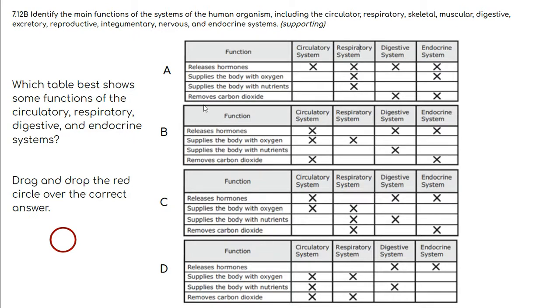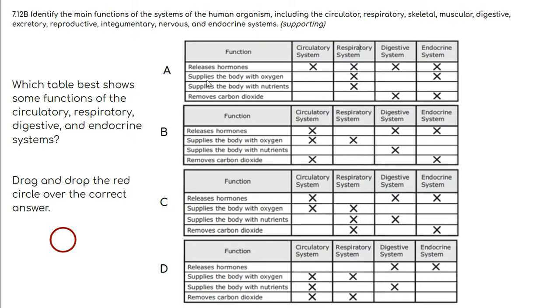So let's go through each answer choice in the data table. Releases hormones. The body system that releases hormones is going to be your endocrine system. Okay, I remember endocrine, crying tends to be a hormonal thing that people do. So I relate endocrine with the release of hormones. So A would be incorrect already.